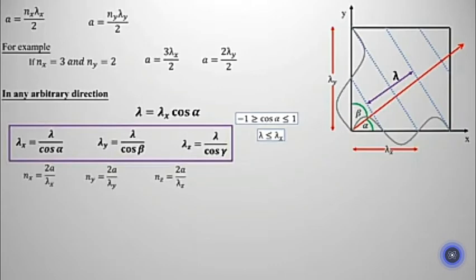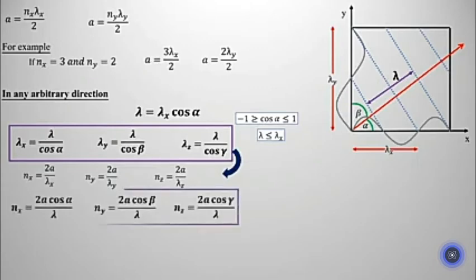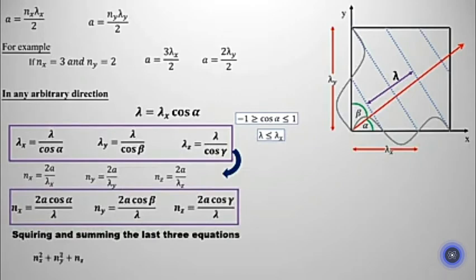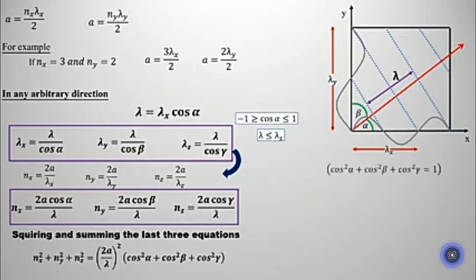Now if we put the values of lambda x, lambda y and lambda z in the equation of the number of modes, then we will get the generalized equations of nx, ny and nz. Let's square all these three equations and sum up. Then nx square plus ny square plus nz square is equal to 2a by lambda times cos square alpha plus cos square beta plus cos square gamma. As we know from the Pythagorean theorem that cos square alpha plus cos square beta plus cos square gamma equals 1. So nx square plus ny square plus nz square will be equal to the square of 2a by lambda.